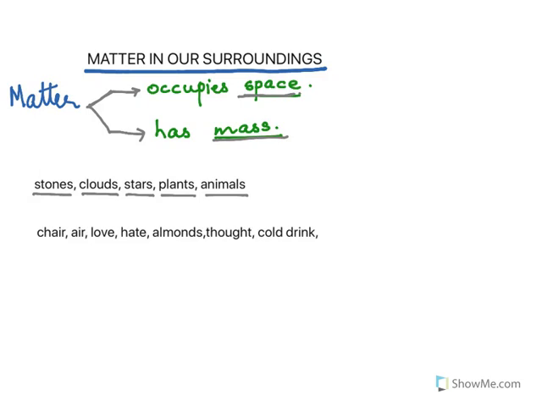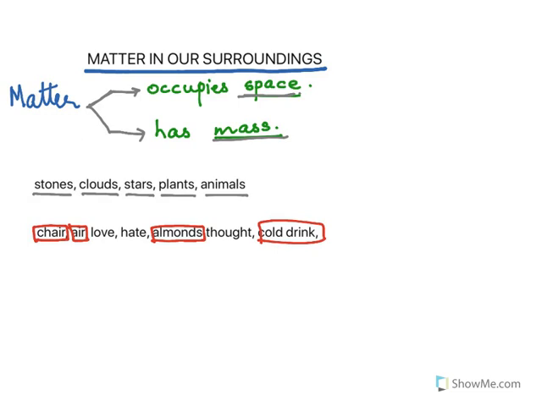Now here I've written a couple of things. Let's see which is matter and which is not. We'll circle the matter. Now we have chair. Chair is matter because it has space and mass. Air is also matter. Now love is a feeling. It has no space, no mass, so it is not matter. Hate again is a feeling. No mass, no space, so it is not matter. Almonds are matter. They have space and mass. Thought is not matter. A cold drink is matter because it has space and mass.